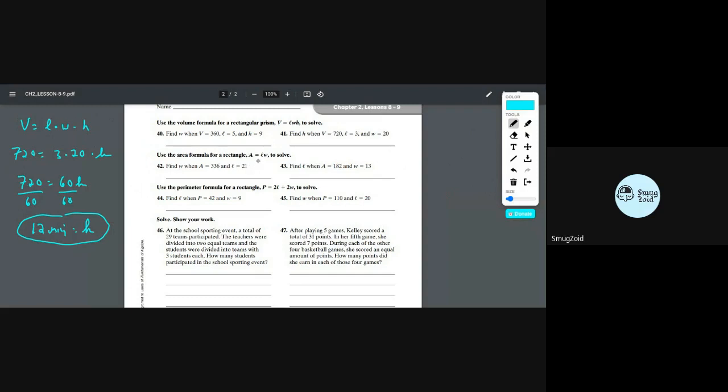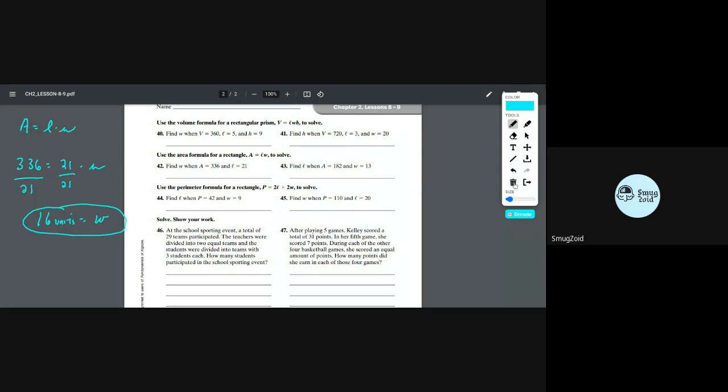So these are super simple, the areas. It's just length times width. So if your area is going to be length times width, 336 would be equal to my length, 21, times W. I divide this by 21, I divide this by 21, and I find out that 16 units, it could be meters, it could be whatever, I don't know what it is, equals my W. Right?